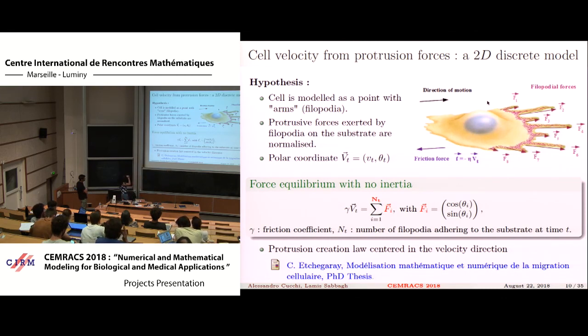From the force equilibrium law with no inertia, we get that the sum of all protrusion forces equals minus the friction forces. And we remark that the cell tends to produce protrusions in its direction of motion.